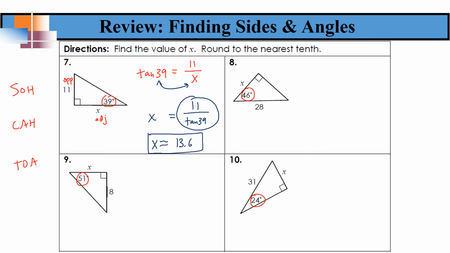Same idea. Let's label the sides. 28 is our hypotenuse, and x is our adjacent side. Cosine uses adjacent over hypotenuse. So we'll say cosine of 46 degrees equals x over 28. This time we don't have to use anything too fancy. To get x by itself, we just have to multiply both sides by 28. And this is what we want to type into our calculator. 28 times cosine of 46.